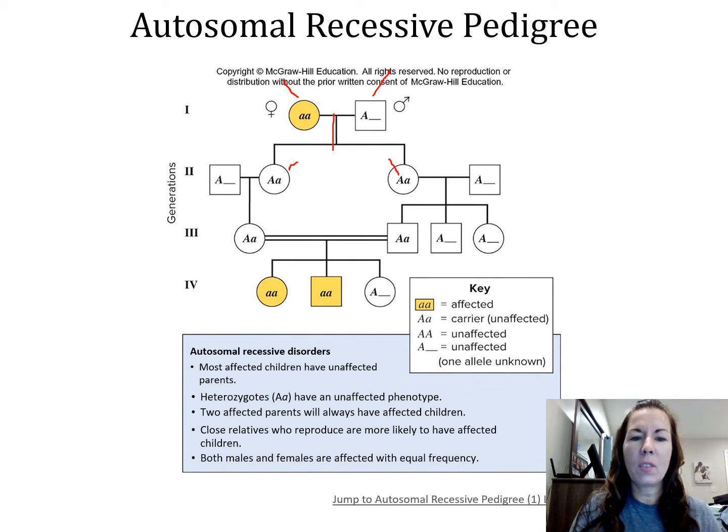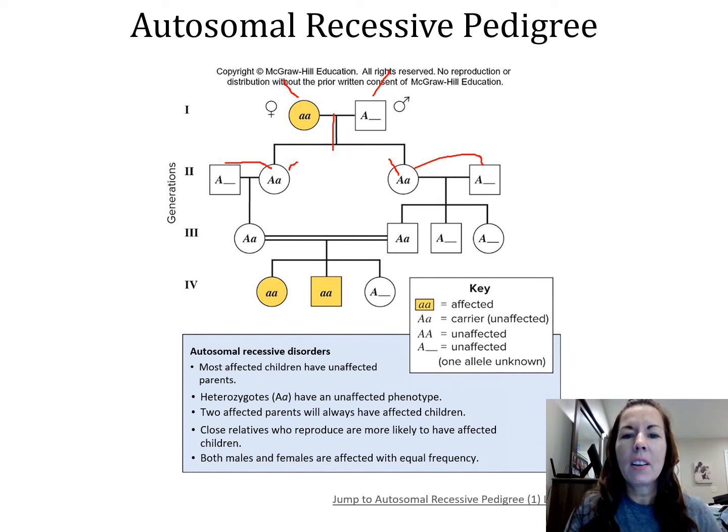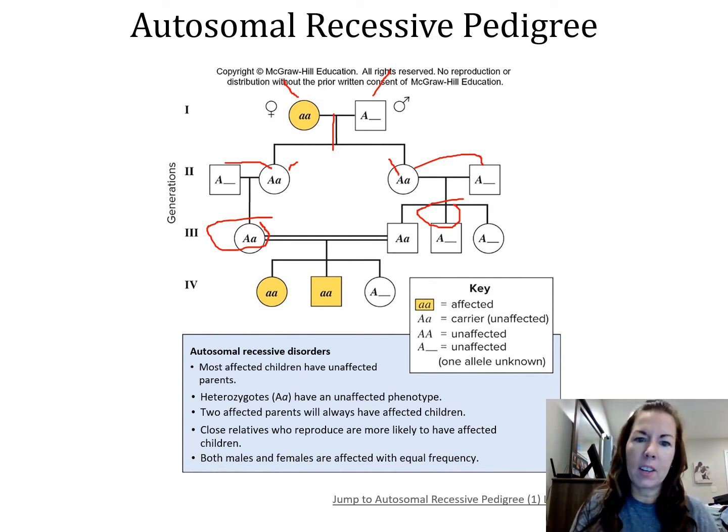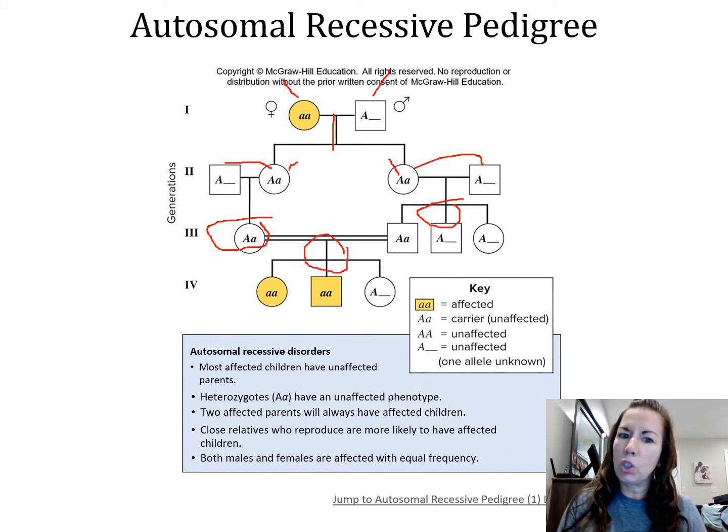And then they have, this is their person, and then they have three children, they have one child. Now, it does show you a double line here, and that's where Cousin Bill found Cousin Susan, and they had some offspring.